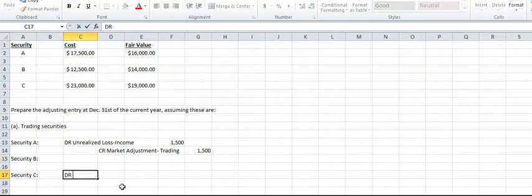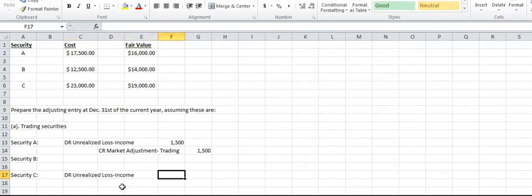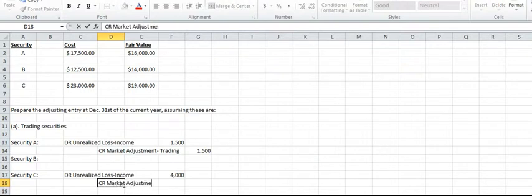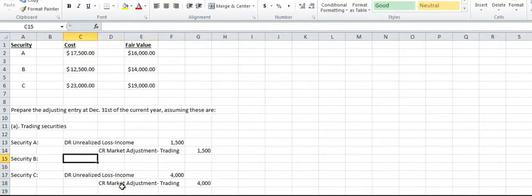So we're going to have unrealized loss. It's going to show up on the income statement. That one's going to be for $4,000. And then we're again going to have a market adjustment. Trading securities, $4,000. Okay, and so the only security that we have, B here, that actually went up in value.